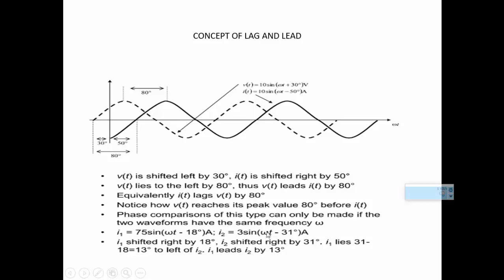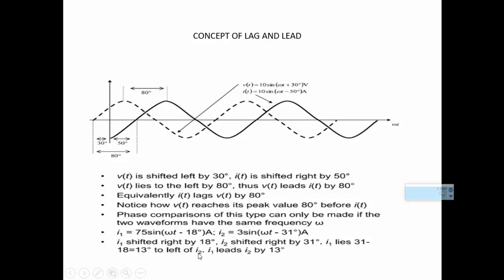Now, I1 is shifted to the right by 18 degrees, and I2 is shifted to the right by 31 degrees. If we check here, we can see that this one is shifted to the right by 31 degrees, and this one by 18 degrees. So we can see that I1 lies 31 minus 18 to the left of I2.